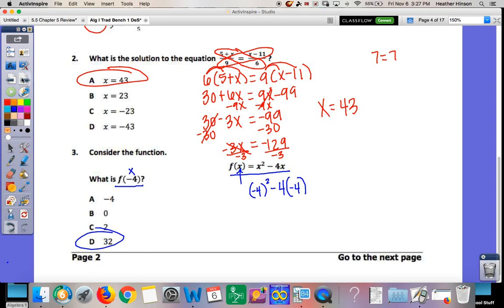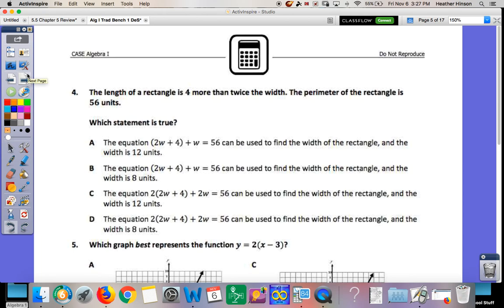Okay, number 4. The length of a rectangle is 4 more than twice the width. The perimeter of the rectangle is 56 units. So we have the length. We know what that is, 4 more than twice the width. We have the perimeter, and that's going to be 56. So which statement is true?